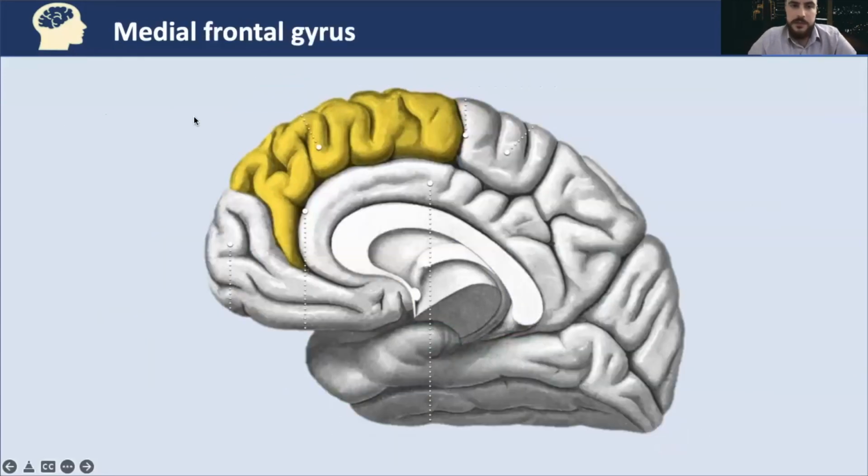Let's start from anteriorly. We have this area here. It's a part of the superior frontal gyrus. It represents the medial frontal gyrus. So it's sometimes called the medial frontal gyrus because we are seeing from the medial surface of the brain, and this is a frontal lobe. This is a superior frontal gyrus. So it's called the medial frontal gyrus.